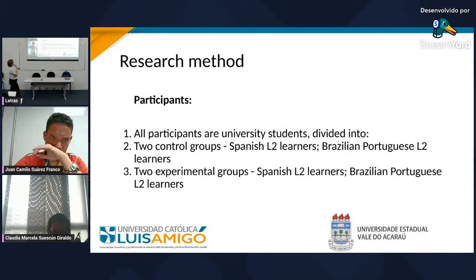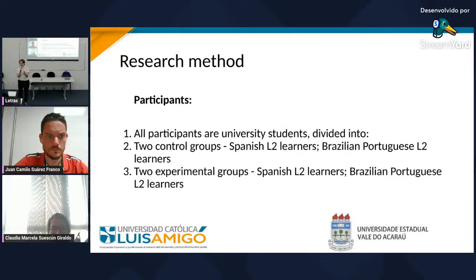The research method: we have as participants the students from our 2 universities, and they will be divided into 2 groups, control group and experimental group. The control group will have 2, each from one or the other university, and the experimental groups will be the same. So what is a control group? A control group is to help us understand if the experimental group findings are statistically significant. So when we have a control group, that helps us to establish if what we're finding is actually a finding and not just by chance, okay? So we really need to have the control group for that.